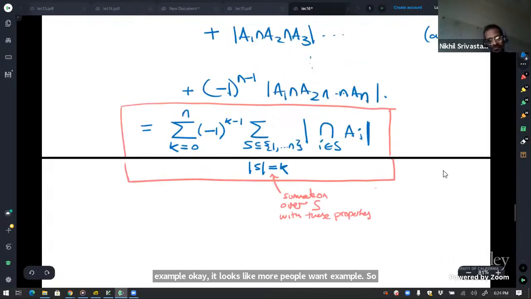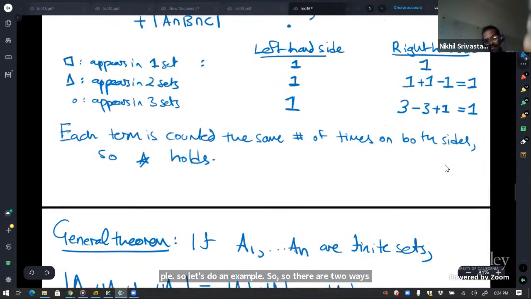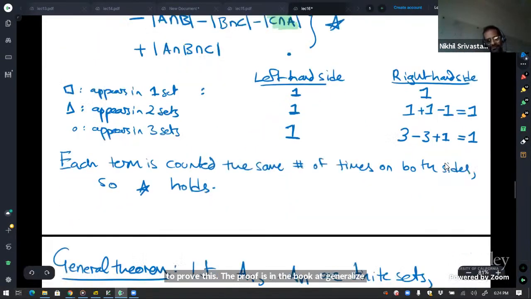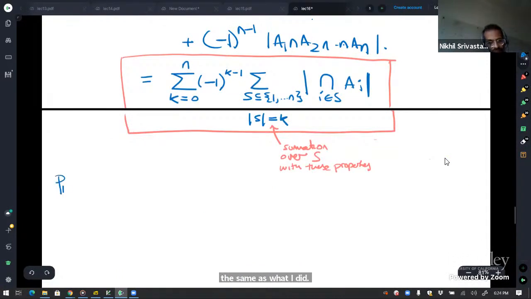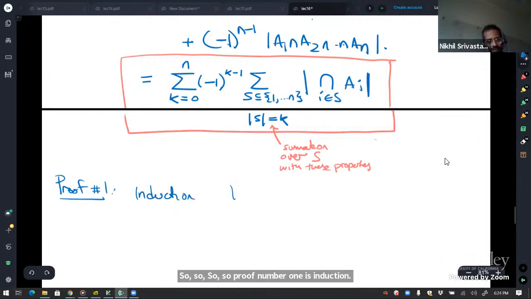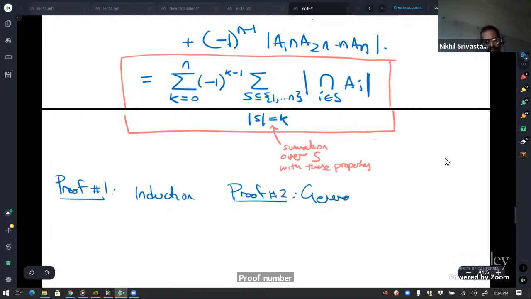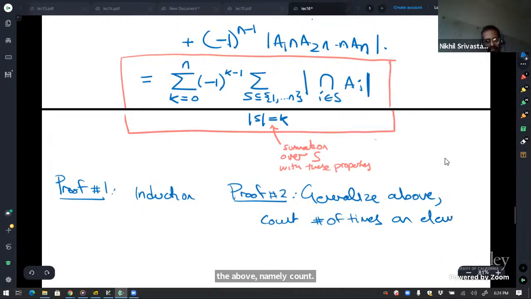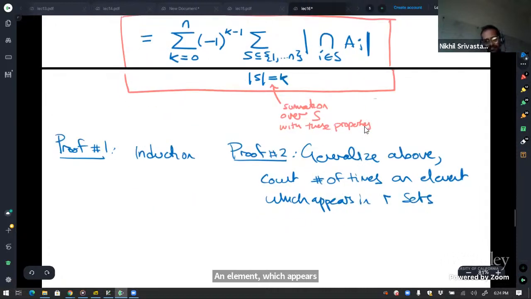So there are two ways to prove this. The proof is in the book. It generalizes what I just did, actually. It's the same as what I did. So proof number 1 is induction. Proof number 2 is to generalize the above, namely count the number of times an element which appears in R sets is counted on each side.